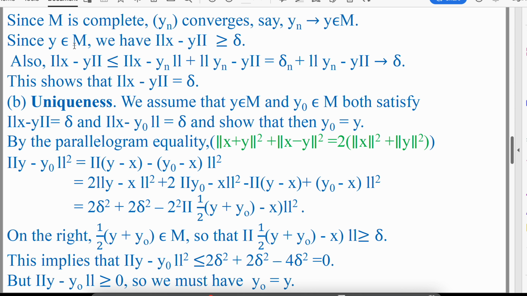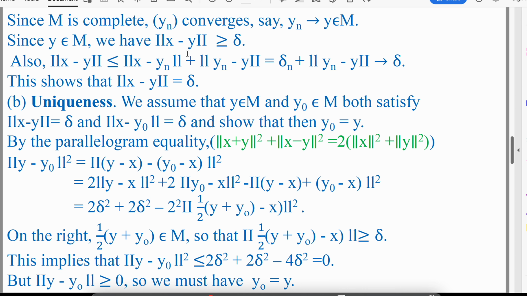Because y belongs to M, norm x minus y is greater than or equal to delta. Also, norm x minus y is less than or equal to norm x minus yn plus norm yn minus y. We have subtracted yn and added yn and applied the triangle inequality of norms, because we can write x minus y as x minus yn plus yn minus y. So applying the triangle inequality, norm x minus y is less than or equal to norm x minus yn plus norm yn minus y.